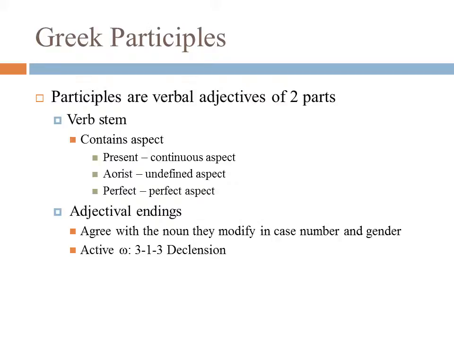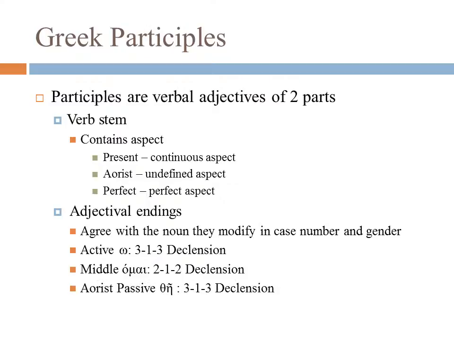Active participles have a 3-1-3 declension, right? That means third declension for masculine, first declension for feminine, third declension for neuter. Middle or middle-passive endings are 2-1-2 declensions. That is, second declension for the masculine, first declension for the feminine, and second declension for the neuter. And aorist passive, like the active, takes 3-1-3 declension endings.